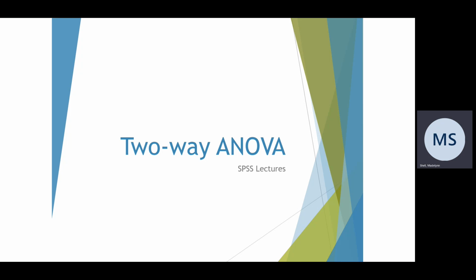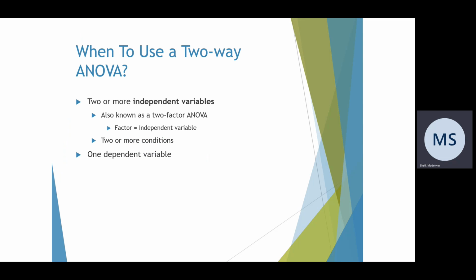This lecture will focus on when and how to do a two-way ANOVA. If you remember back when we were talking about one-way ANOVAs, we use a one-way ANOVA when we have an experiment that has one independent variable with more than two conditions. With a two-way ANOVA, we use this when we have two or more independent variables. This is also known as a two-factor ANOVA, and the factor indicates an independent variable.